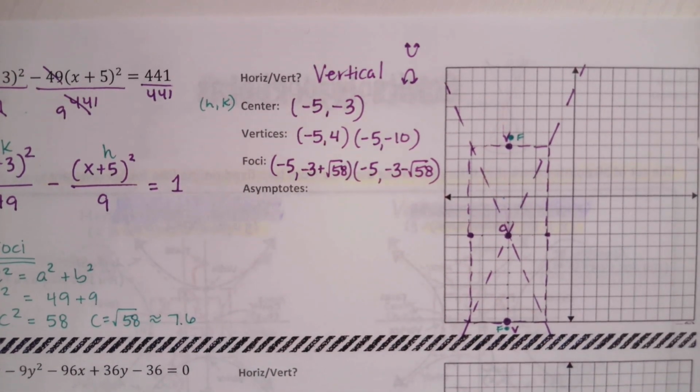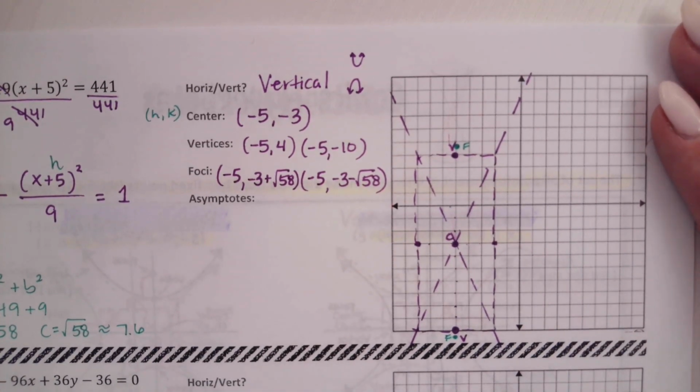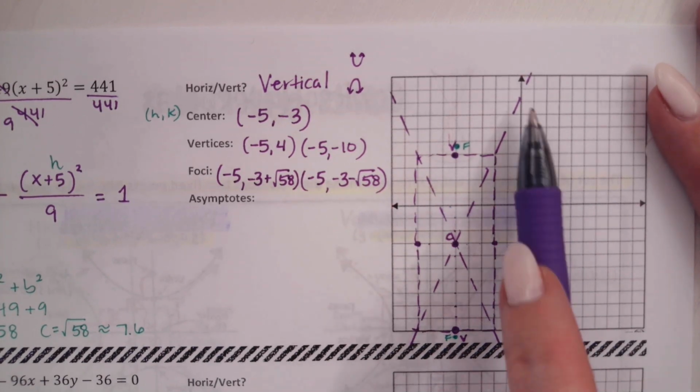And then for the asymptotes, it's not super easy to write these in slope-intercept form. Do y'all know why it's not easy to write these in slope-intercept form? It's not at the center. It's hard to see where the y-intercepts are.